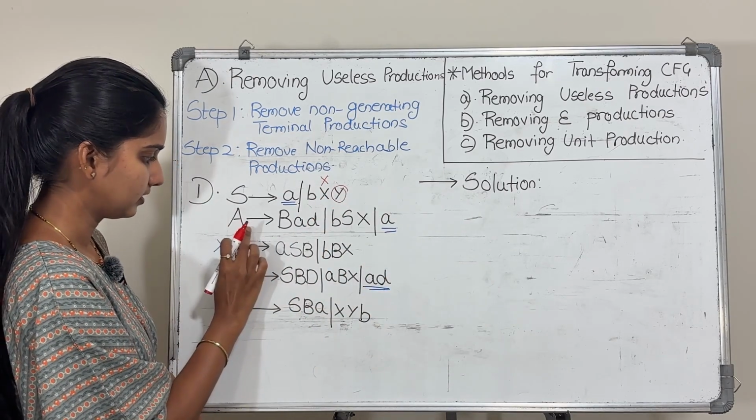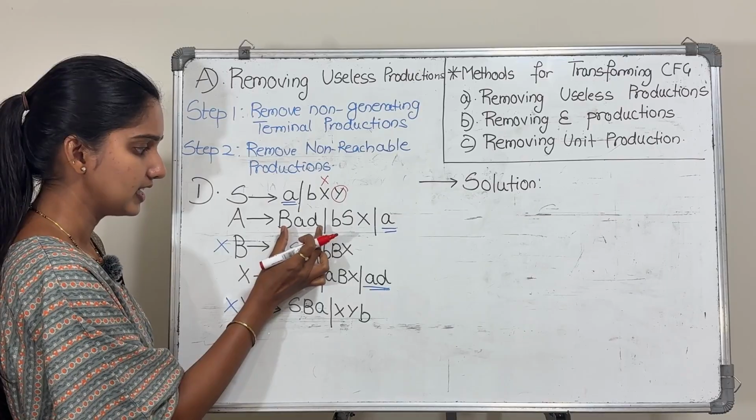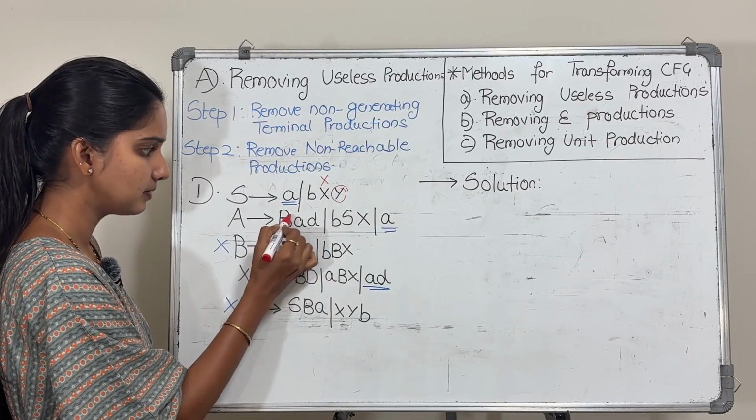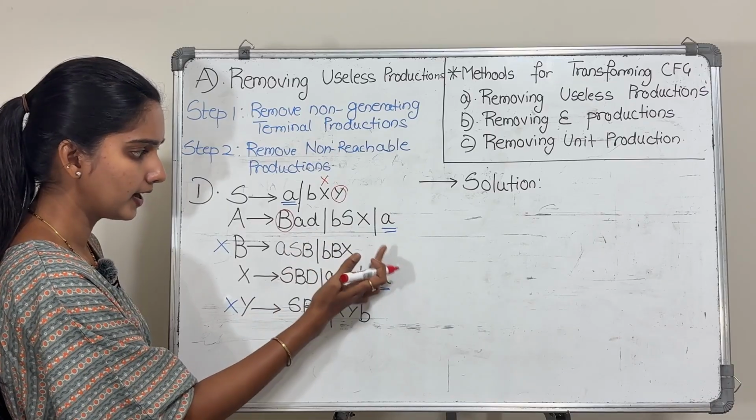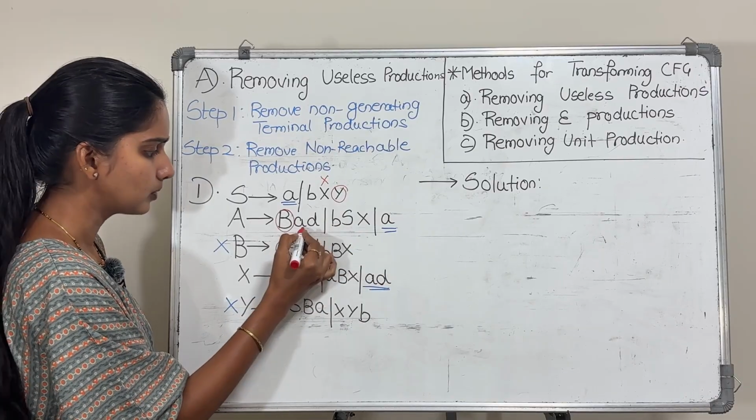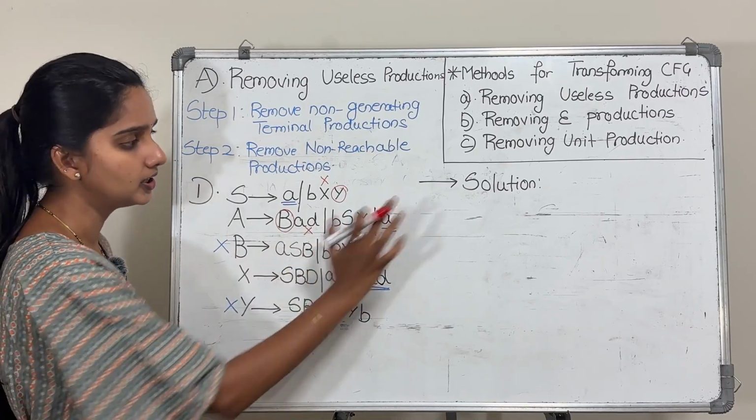Similarly, again check: A is giving me three productions. First check, is A giving me B or Y? It is giving me B. And this production, is it giving me B or Y? No, it is a small letter b. So I'm not going to include the first production in my grammar.